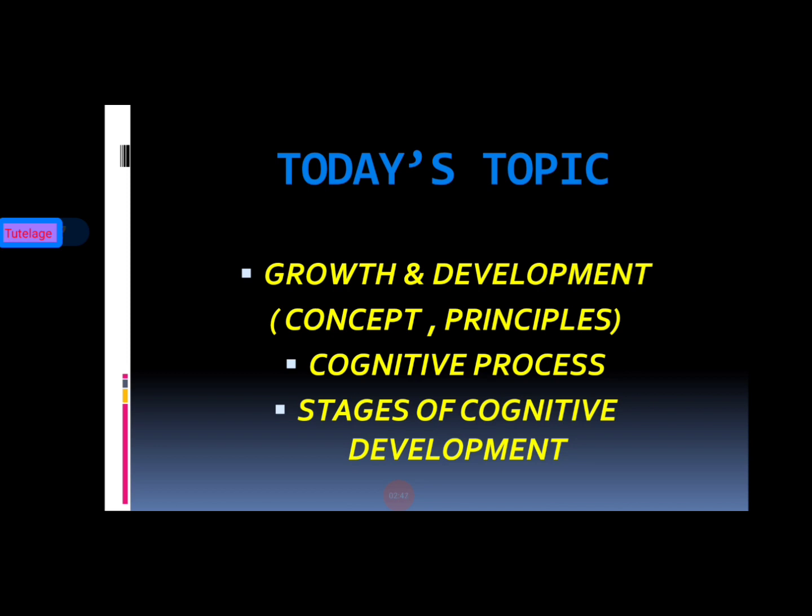So, you know, educational psychology is a huge concept, but here we will follow only that part which is in the UGC Net syllabus. So learner, look at this slide, and here we can see our first topic, that is growth and development, its concept and its principles. Now move on to the next topic, that is cognitive process, and now the last topic for today's session, that is stages of cognitive development. So learner, move on to the main slide.